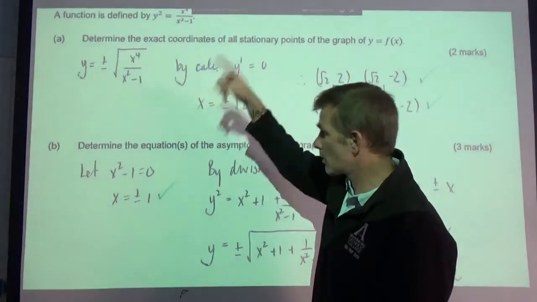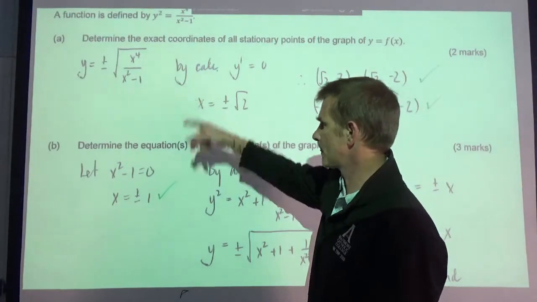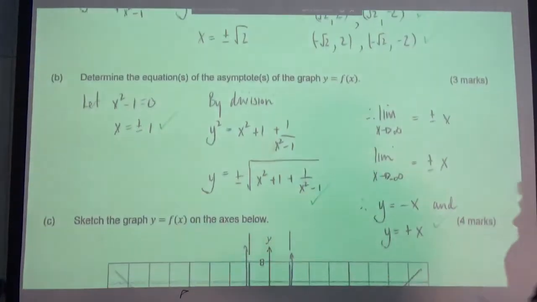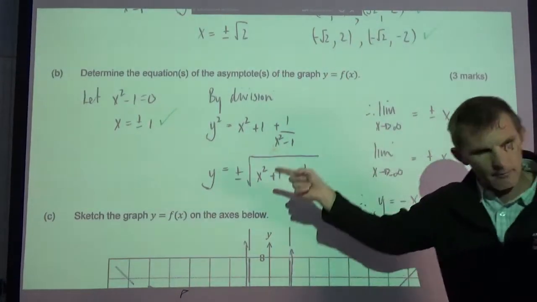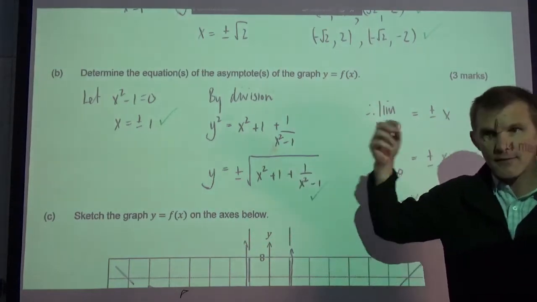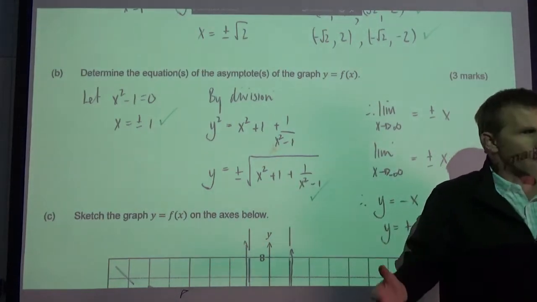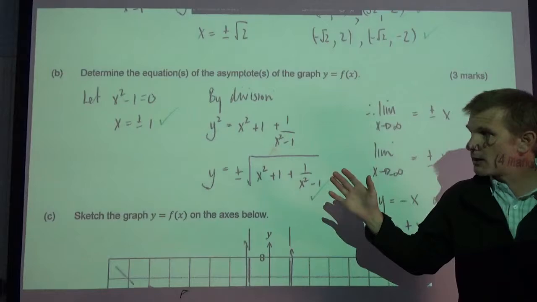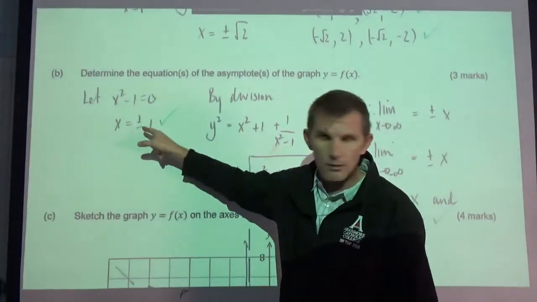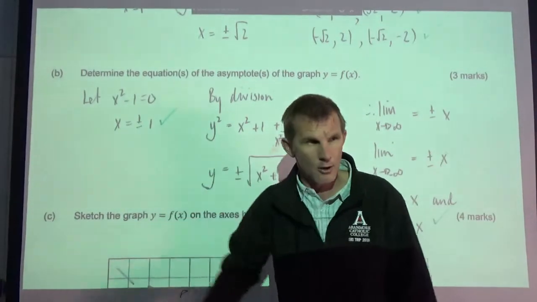So that's an important kind of thinking there around what we're going to get. Determine the equations of the asymptote. Right, so if we let the bottom line equal 0, then that is going to give me points on the graph that I can't get to, just like we've done in many others. Pretty easy here, plus or minus 1. 1 mark there, no problems at all.